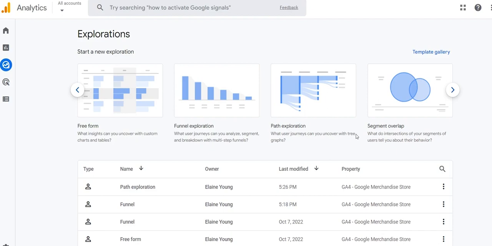So we're still focused on that question of what parts of the experience might be frustrating or problematic for users. And one way to do that is to look at how people move through your store. Look at the path that they take. In this particular case, we'll take a look at path exploration.